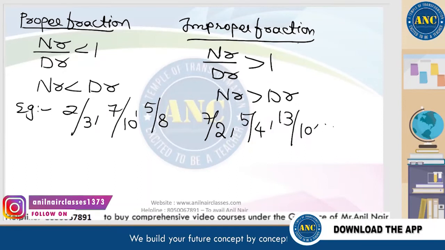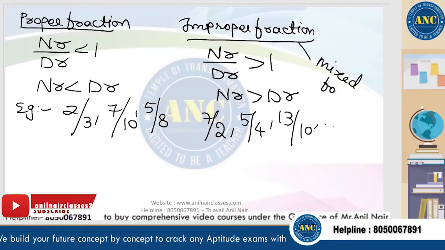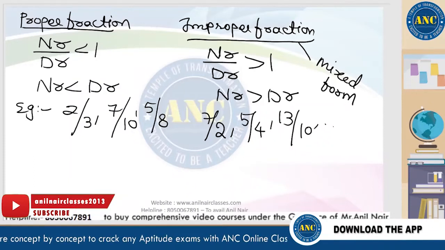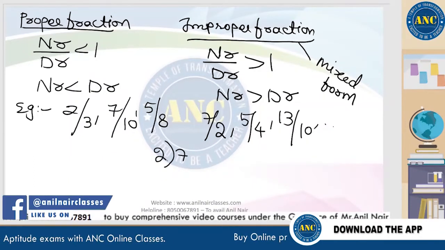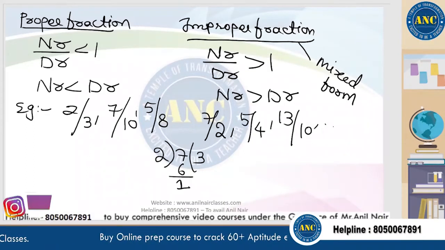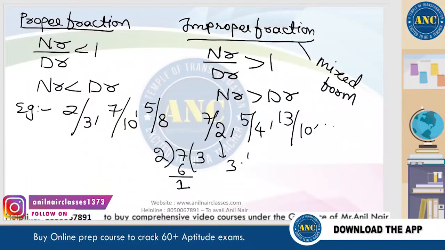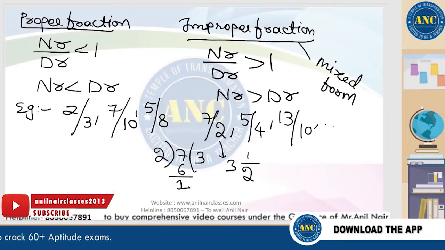All these improper fractions can be written in a mixed form. Mixed form means they can be converted into a whole number with a proper fraction. For example, 7 when divided by 2: 2 threes are 6, and the remainder is 1. So this is nothing but 3 1 by 2.